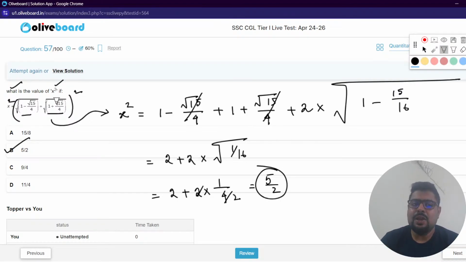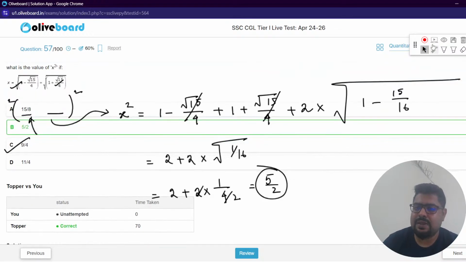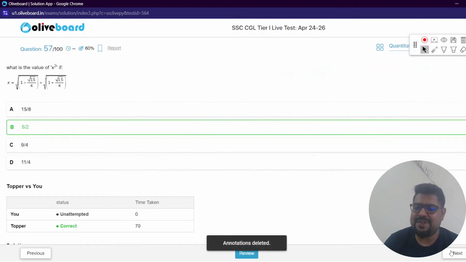Again, please understand. If you wanted to find x first, then figure out x square, you would have gotten stuck. Let me say this. In these situations, never do that. Okay? Clear, sir? Moving on.